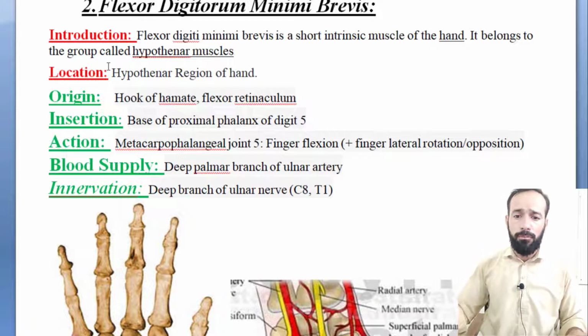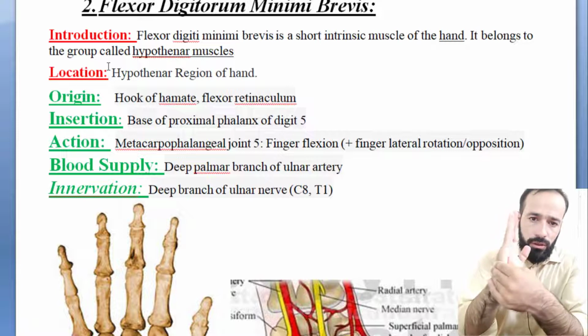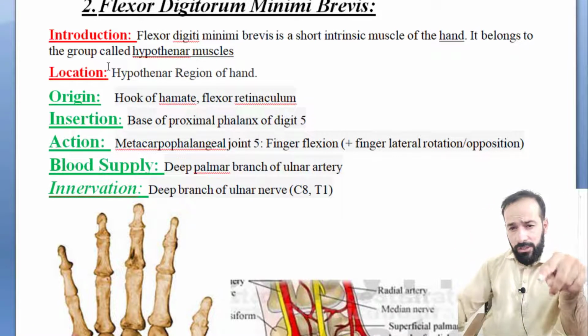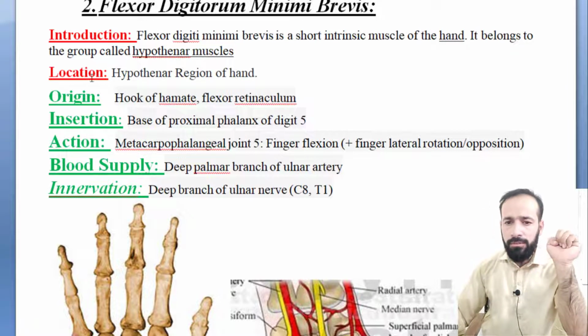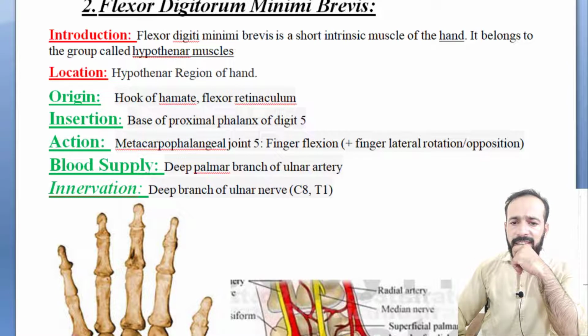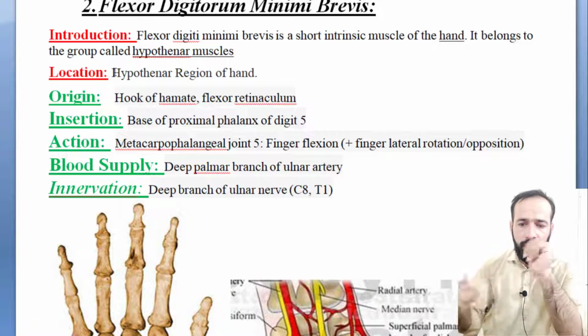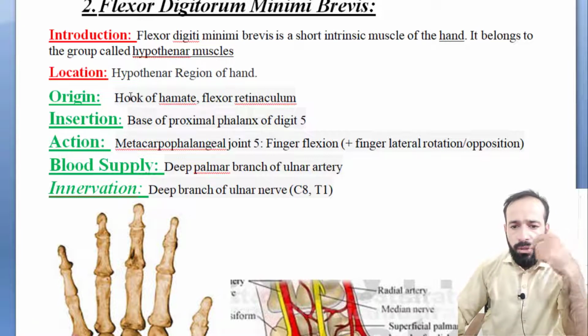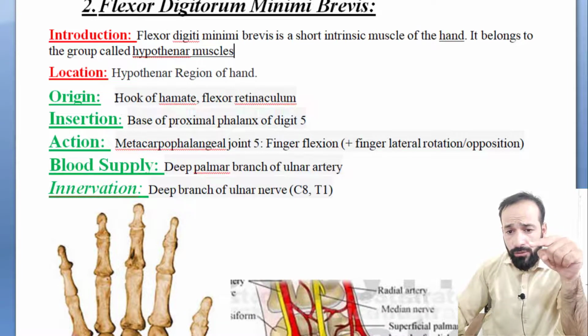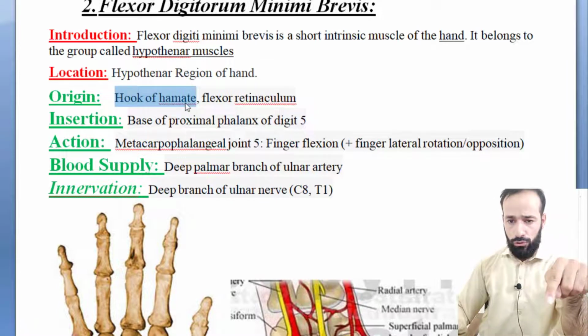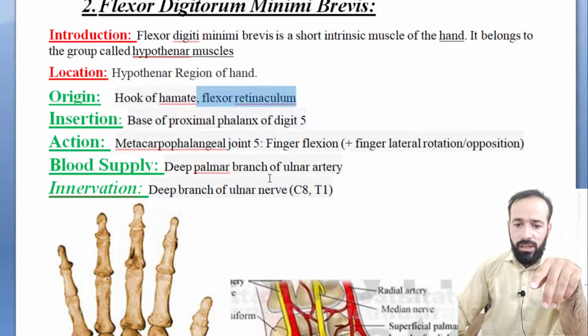It belongs to the group of muscles called the hypothenar muscles, right? Flexor digiti minimi brevis is located in the hypothenar region of your hand. Yes, we know the hypothenar region of the hand. And then from where does it arise? It gets its origin from the hook of hamate bone and the flexor retinaculum.